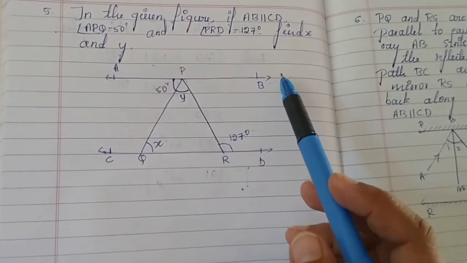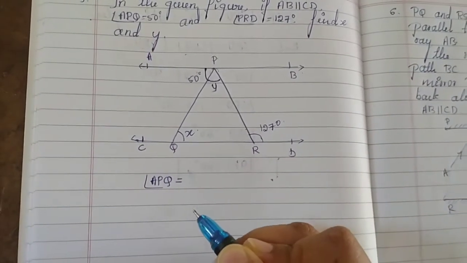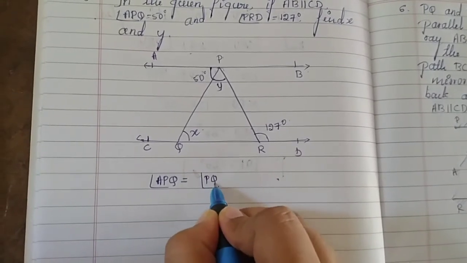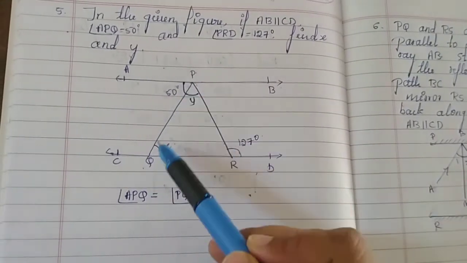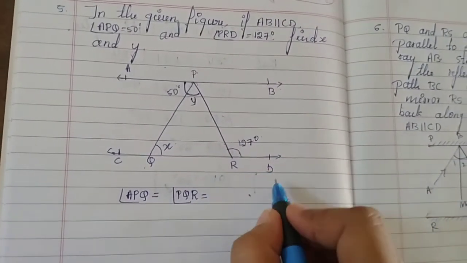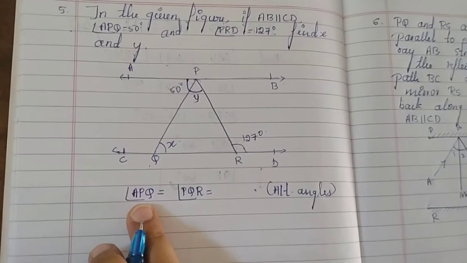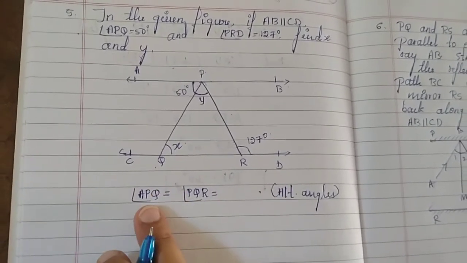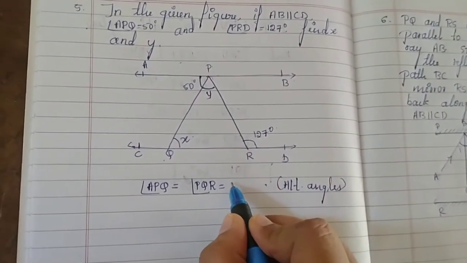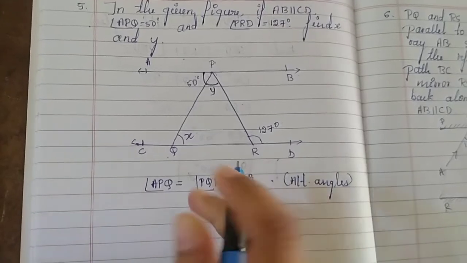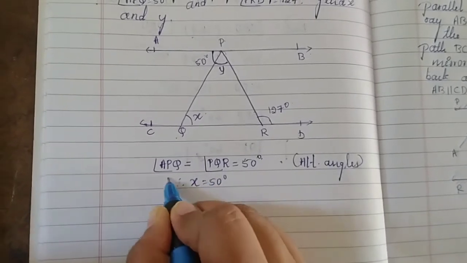Okay. So first thing is what? Angle APQ is equal to angle PQR. Yes, why? See here, angle APQ is equal to angle PQR because they are alternate angles, right? So you can easily write, we know the value of angle APQ now. Angle APQ is 50 degrees, right? So angle APQ is equal to angle PQR. That means the value of angle PQR is nothing but 50 degrees. The value of X is nothing but 50 degrees. Therefore, X will be equal to 50 degrees.